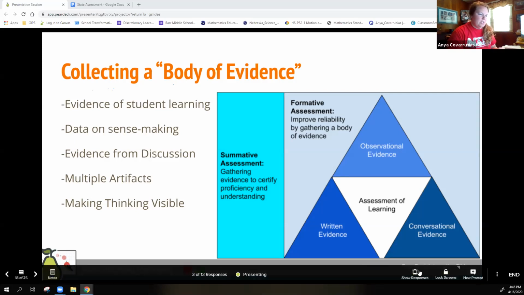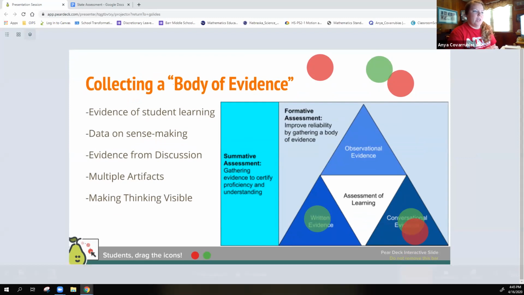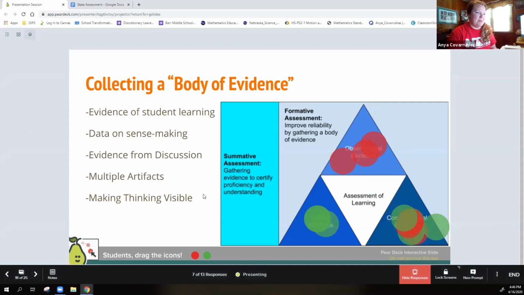So if you would, we're just going to have you show some responses here. Green is what you do most of the time, and red would be one that you would like to dive into a little bit more. We have some homework that we're going to introduce later for some of this observational and conversational evidence. So make sure everyone does their homework. All right, about 10 more seconds here, and we will move on to our next slide.